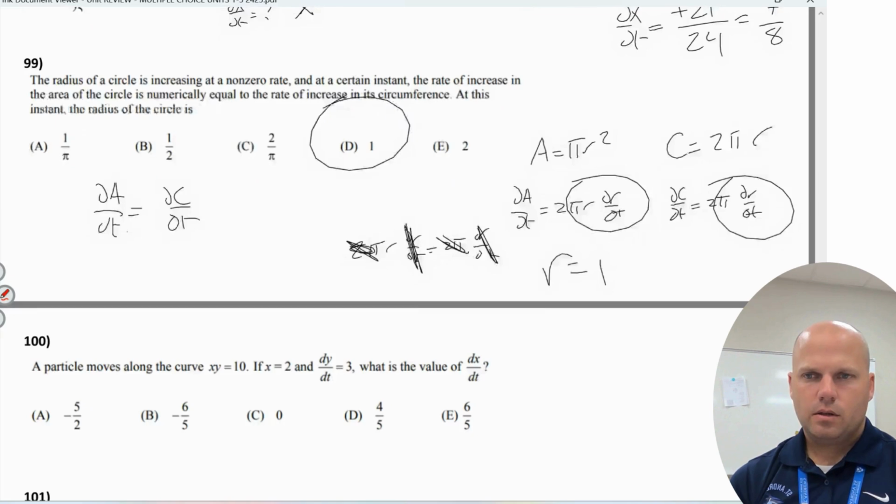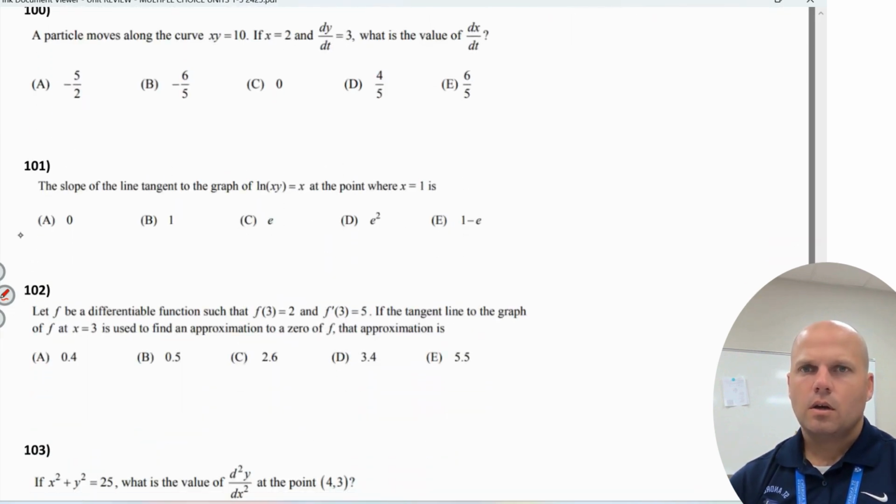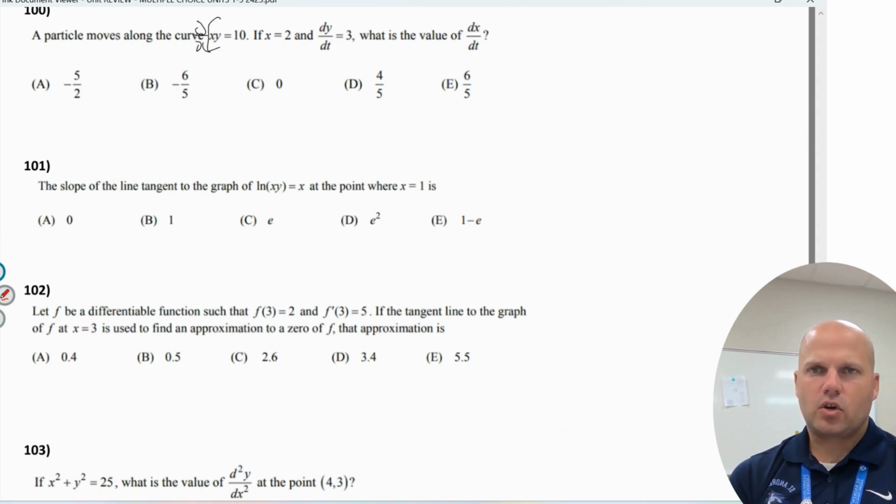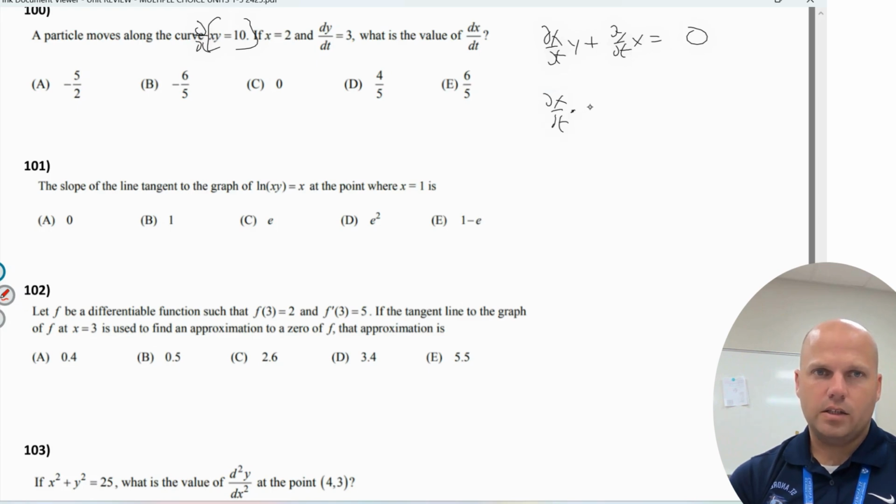Okay, last page. Oh, cool. Change equation for xy equals 10. dx/dt times y plus dy/dt times x equals 0. dx/dt, I don't know, when x is 2 and y is 5, because if x is 2, y has to be 5. dy/dt 3, 2, 0 dx/dt equals negative 6/5.